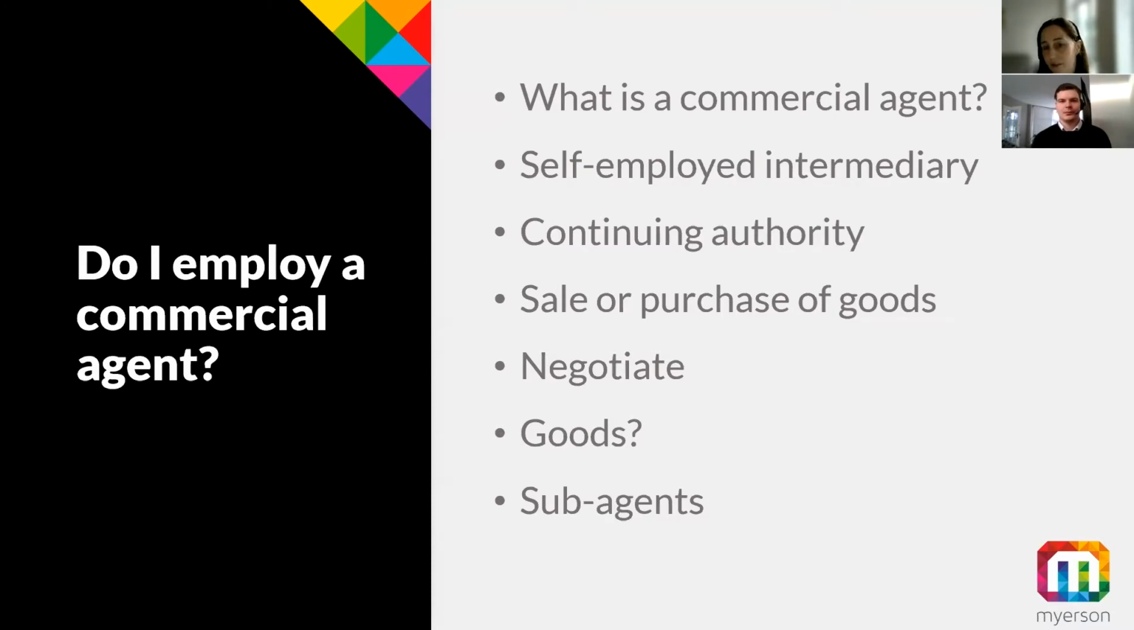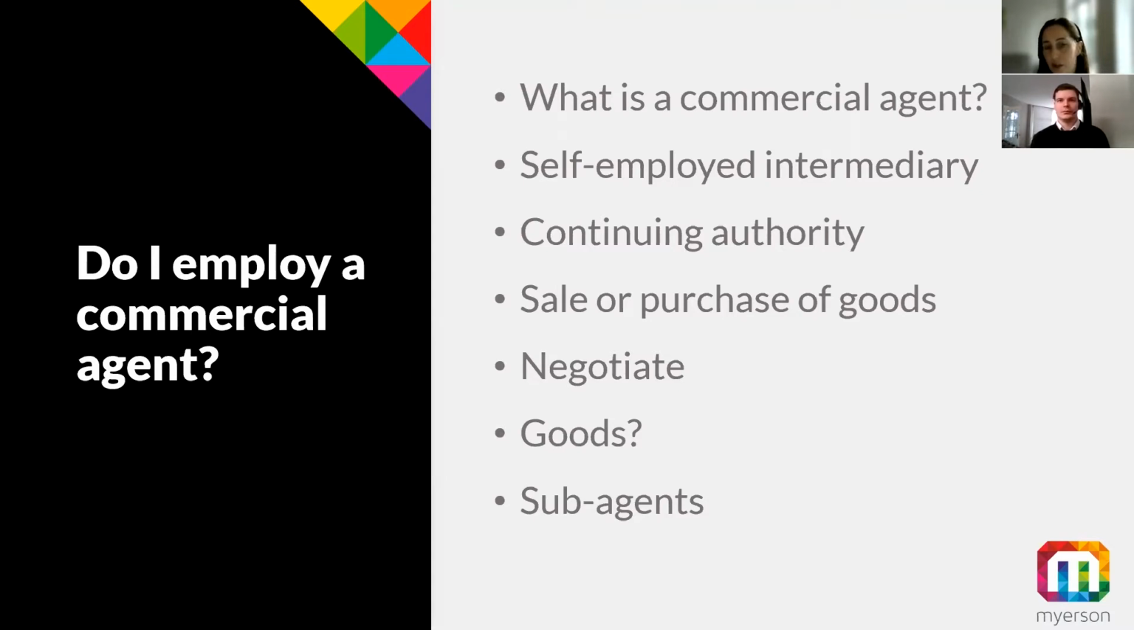And they must have the continuing authority to do that. And finally, the agent must be paid. And that can be either by way of commission, which is usually as a percentage of the value of goods sold, or it can be by way of a fixed retainer, or sometimes a mixture of both. So somebody who's volunteering to sell products and isn't working on a paid basis wouldn't be a commercial agent.